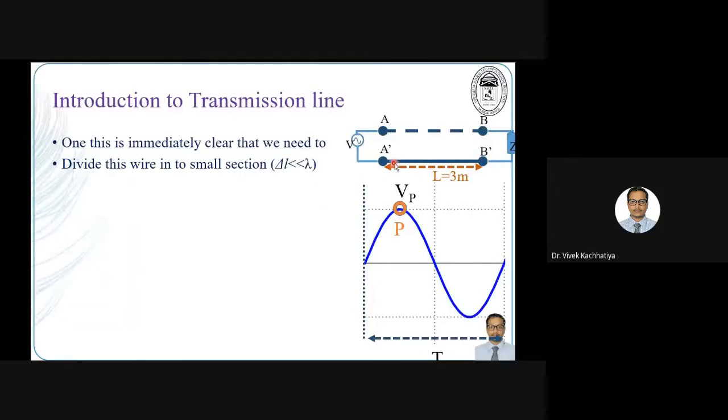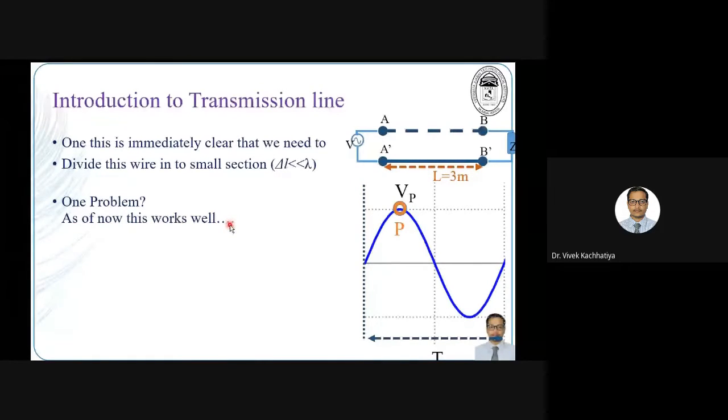So if I say my length is 3 meters, can you tell me what my delta L will be? 3 divided by 6 into 10 raised to the power 4, which comes to around 0.5 into 10 raised to the power minus 4 meters. In simple maths, we are going to divide this 3-meter transmission line into 60,000 different slots. So when we do that, each individual slot will be free from the transit time effect, and then we can carry out our analysis. As of now, this will work.